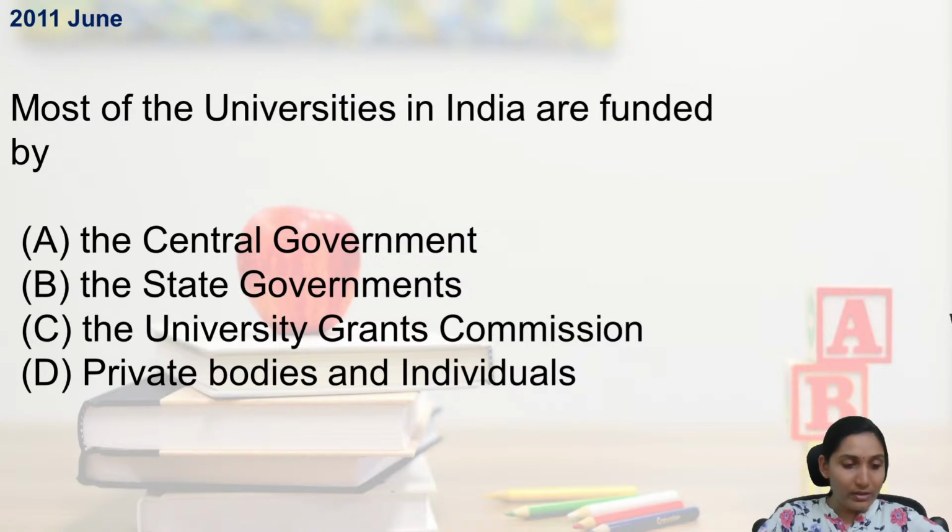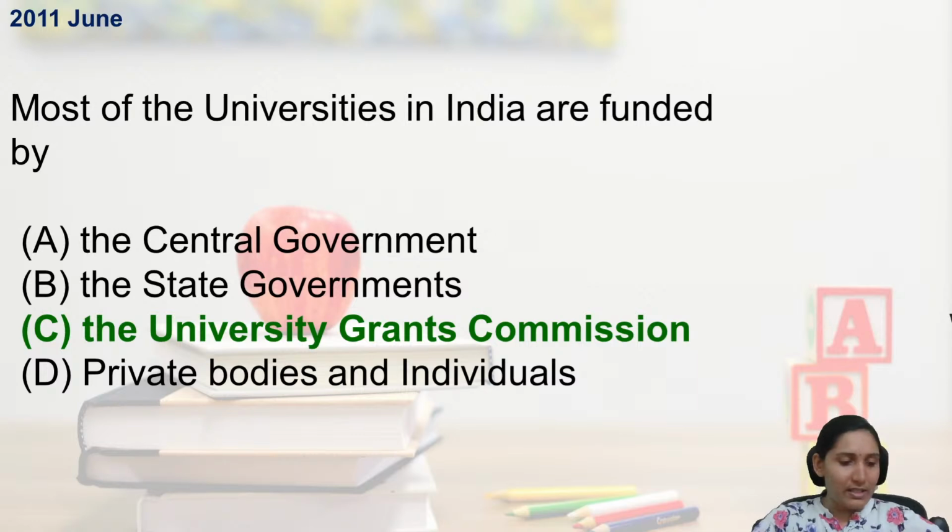So let's see what is the response. UGC, C, Das A. Can you just think it one more time, Das? So I'll go with the majority. Okay, that's okay, Das. That's absolutely fine. You made an attempt. So it's funded by UGC, University Grants Commission.